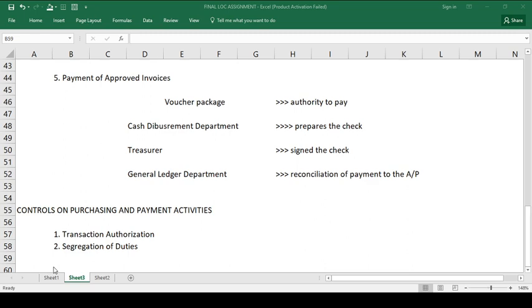Okay? The third is supervision, no? The third control is supervision. Supervision naman refers to that each department is supervised, no? Dapat meron pong nagsusupervise whether the activities being conducted are legitimate or in accordance with the policy of the institution. So that is very important that there is a supervision.